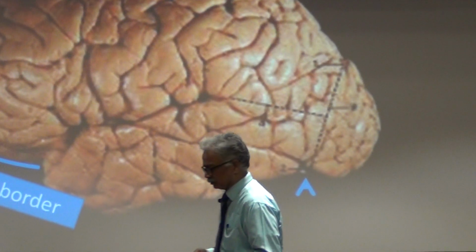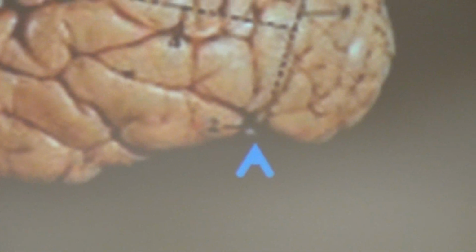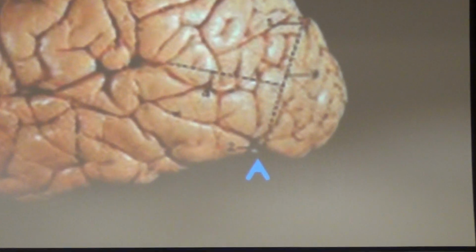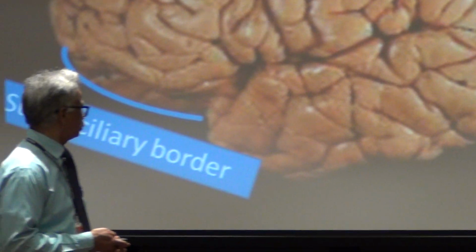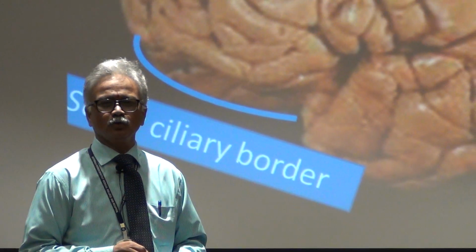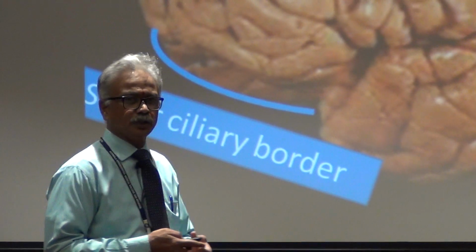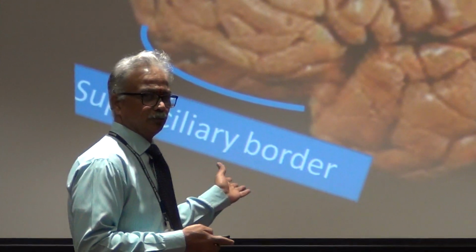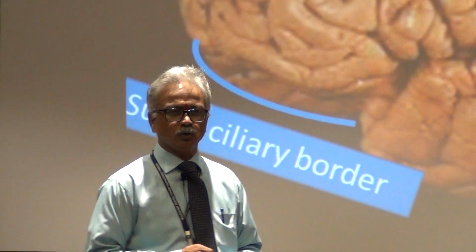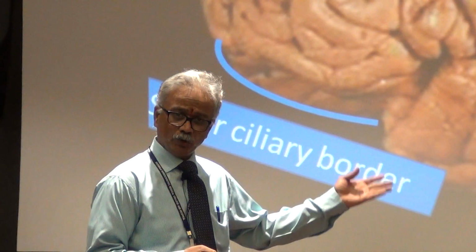Now if you see the posterior part of this inferolateral border, it is notched about 5 centimeters in front of the occipital pole, and it is called as preoccipital notch. This is another feature present on the inferolateral border of the cerebrum. Anterior part is called as superciliary border, and the posterior part has a notch about 5 centimeters in front of the occipital pole, which is called as the preoccipital notch.